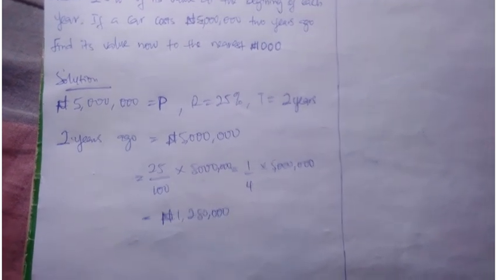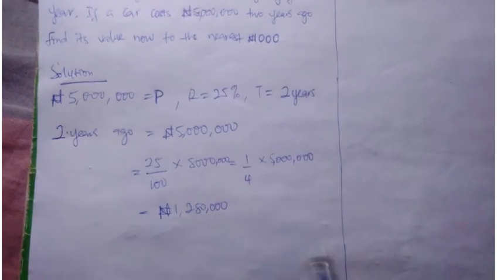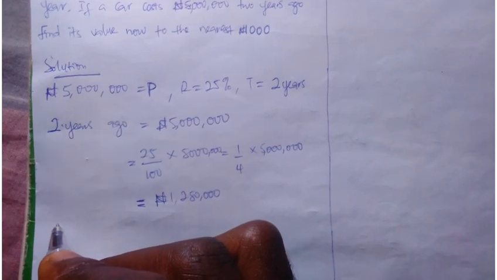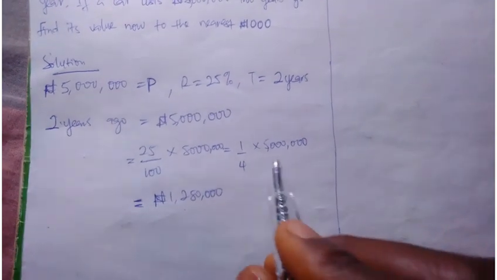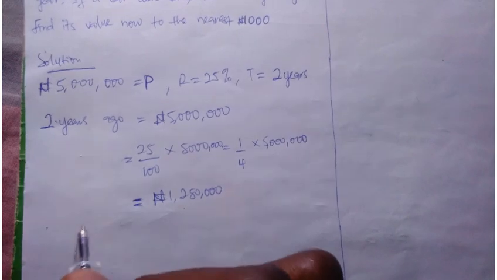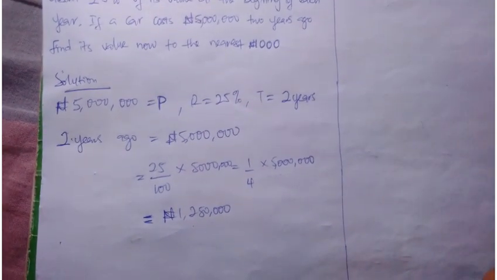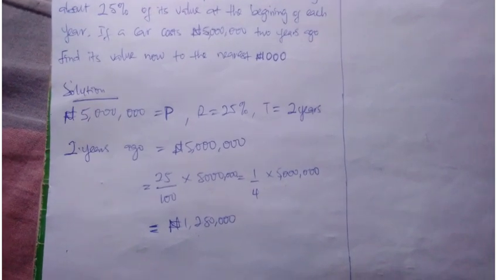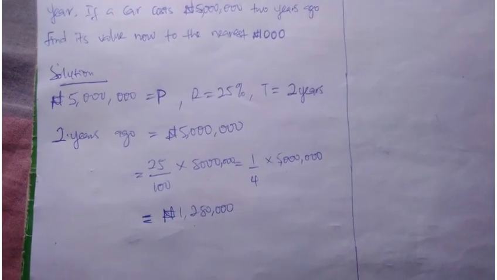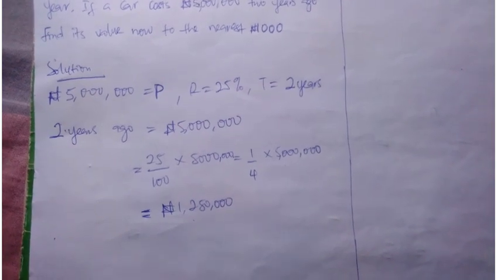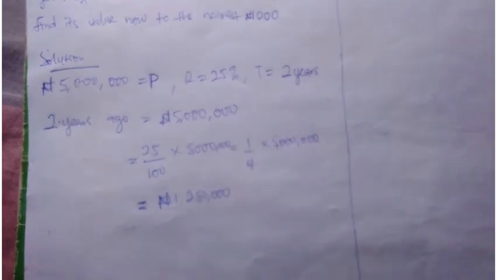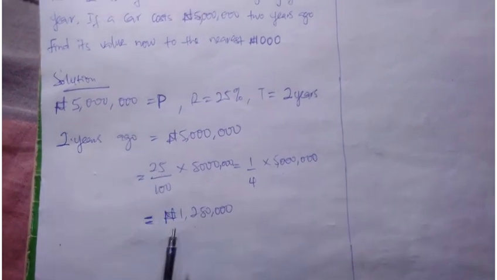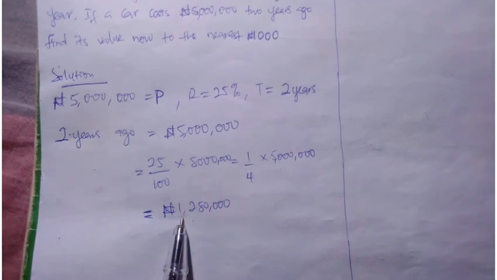Now, to get the amount for last year, I'm going to subtract 1,250,000 from 5 million naira to get the new amount. So when we say a good depreciates in value, it means it loses its value. To get it mathematically is by getting the percentage of the original price, then subtracting that amount from the original price. Now in percentage, it is 25%. In naira, it is 1,250,000 naira.